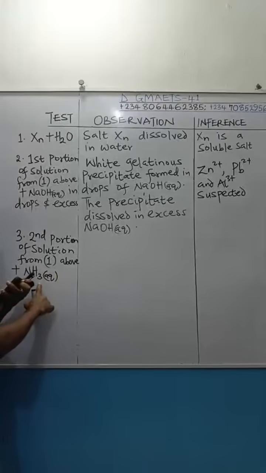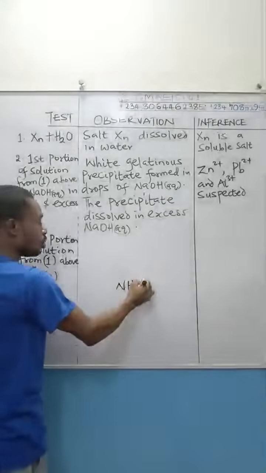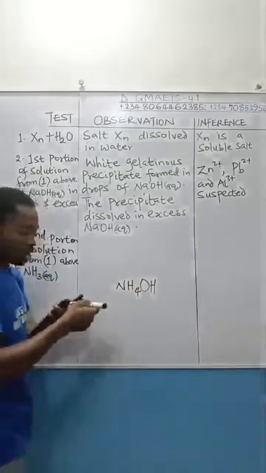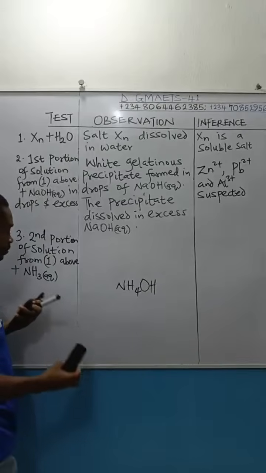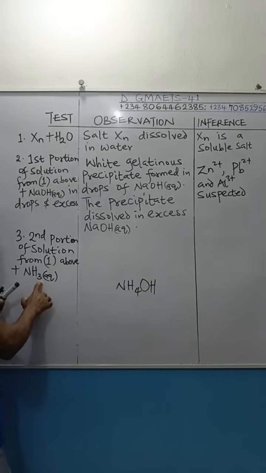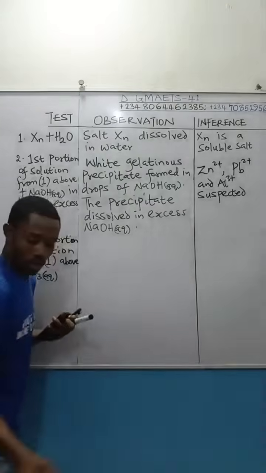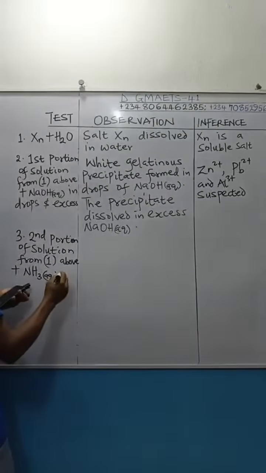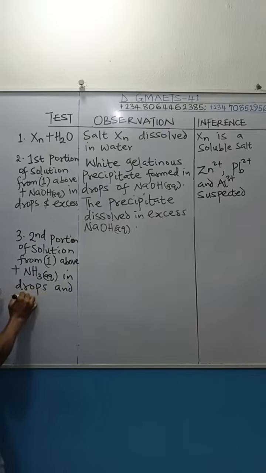It is either you see it written like this, aqueous ammonia, or you see it written like this, ammonium hydroxide. Are you following, right? That is simply ammonia that is dissolved in water. So it is either written in this format or in this form. They are still the same thing. Take notes. So you are told to add this in drops and in excess. In drops and in excess.